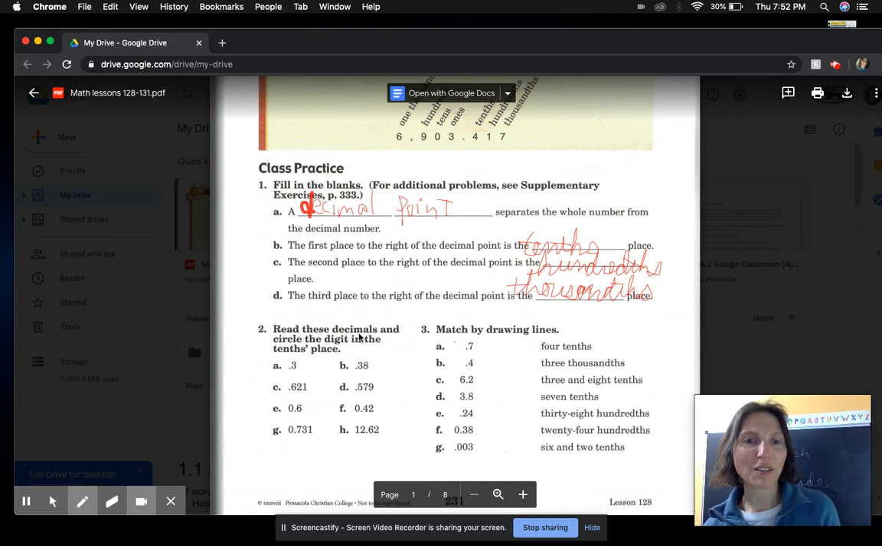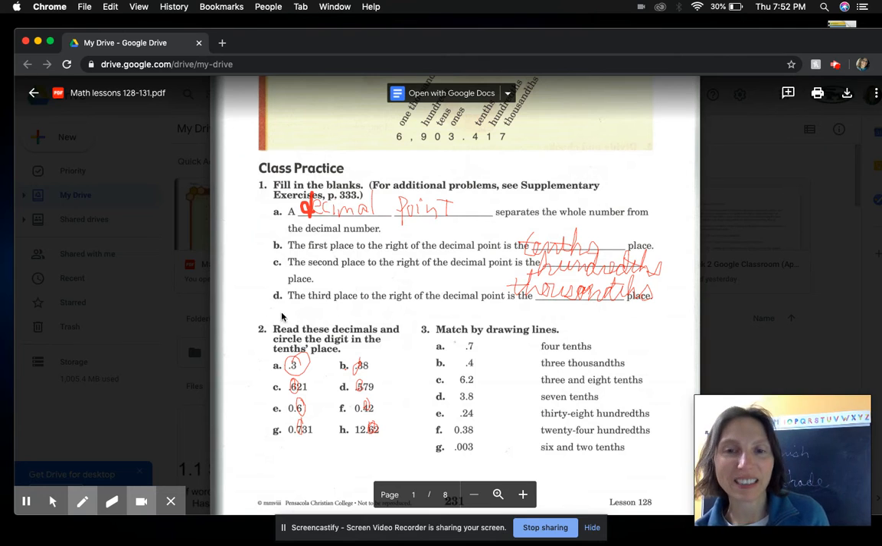Okay, read these decimals and circle the digit in the tenths place. So what do you think I'm seeing on here? Tenths place. This 6 is in the tenths place. This 6 is in the tenths place. This 7, this 3, this 5, this 4, and this 6. All in the, oops, not the 2, just the 6.